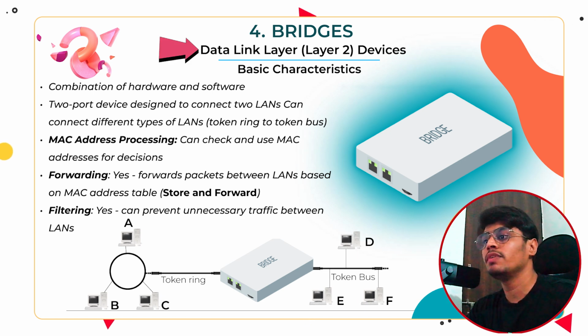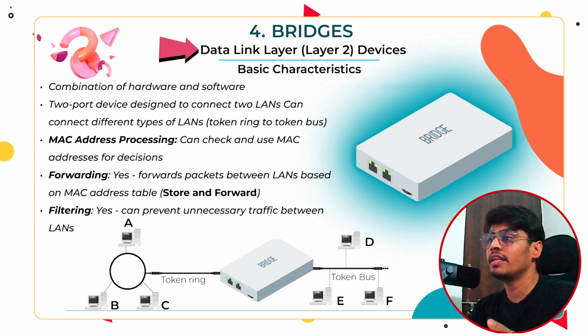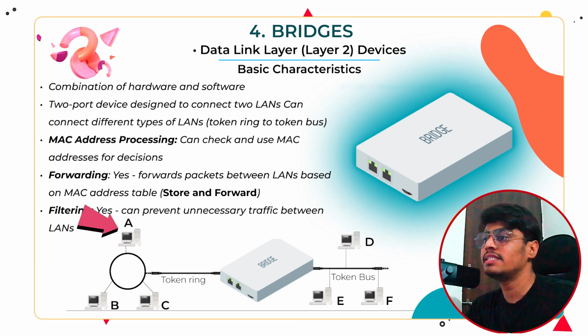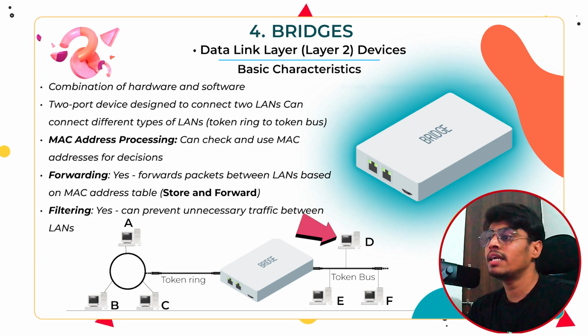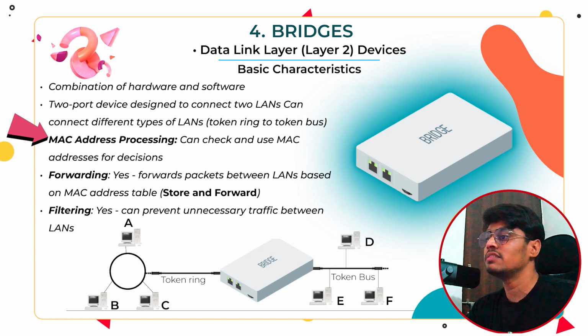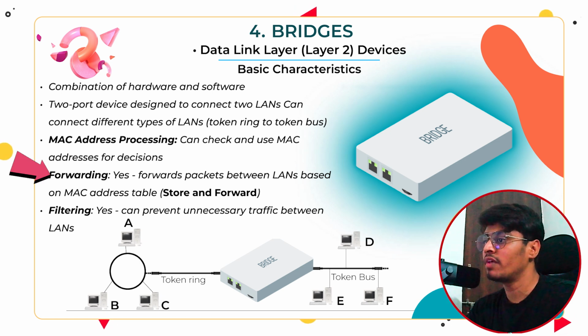So bridges work on the physical layer and the data link layer. Data link layer means that bridges can check MAC addresses. Checking MAC addresses means they can decide whether they have to send the packet ahead or not. Let's say A is sending a packet to D. When A sends data to D, the bridge will check if the destination MAC address is on the left side or the right side. If the MAC address is on the right side, then it will forward it ahead. So bridges can definitely forward the packet.